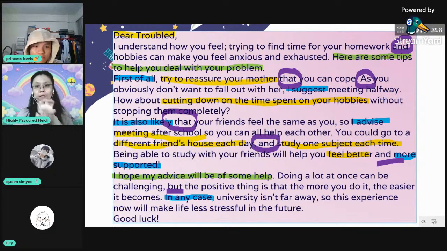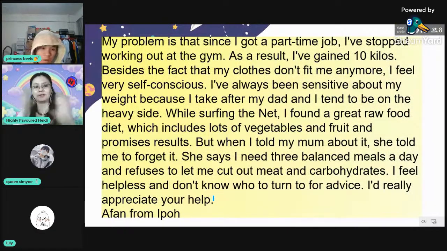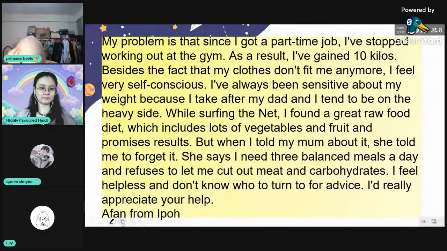Did you point out to you the usage? Okay, let's go to the question now. So read the letter that Afan wrote to an advice column of a magazine and write back to him, giving him advice. So this is your task today. Okay, let's have Simi. Simi, can you help to read?